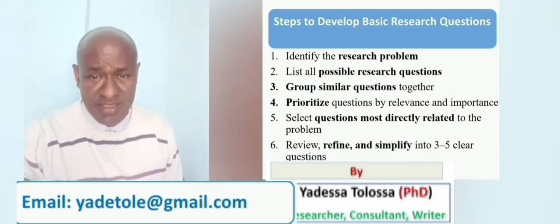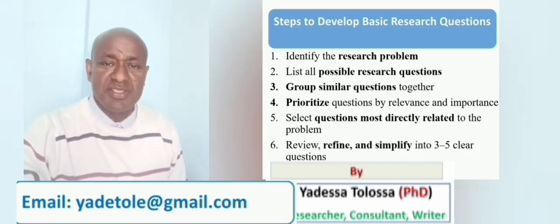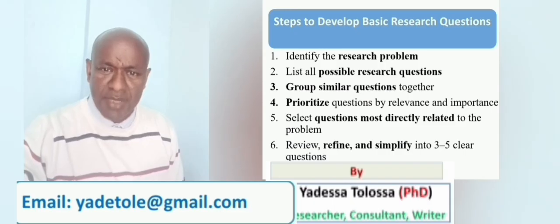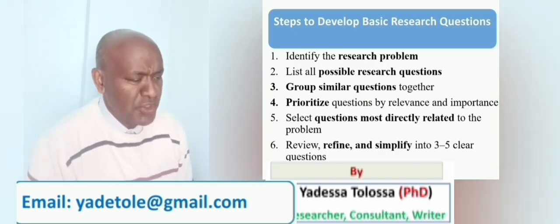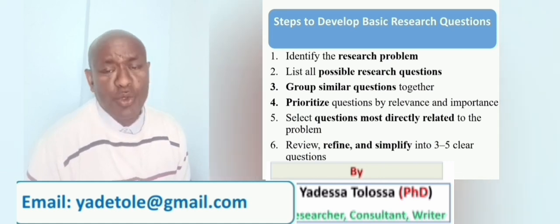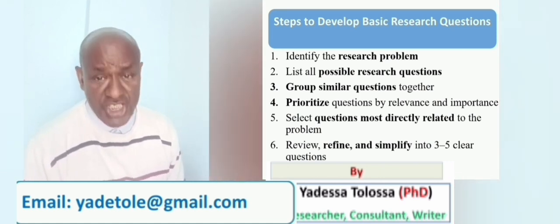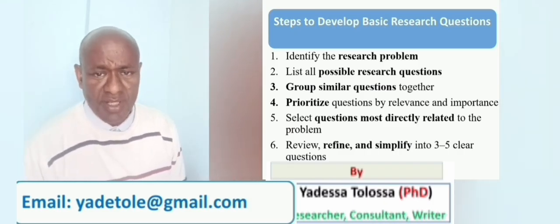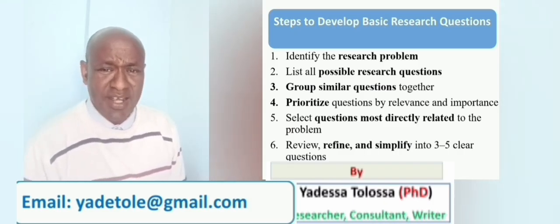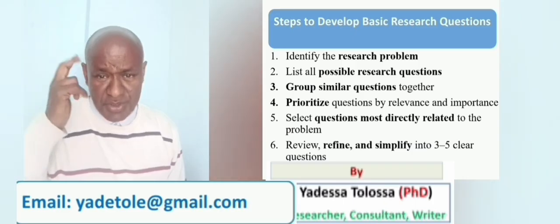These are the very important part that a researcher should know in order to be able to develop basic research questions. So the reason why we list all questions is that it allows us comprehensive consideration, so that we should not be confined to 3 or 5 questions the first time. It is very important to list down all possible questions that come into our mind.